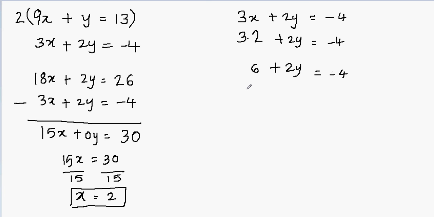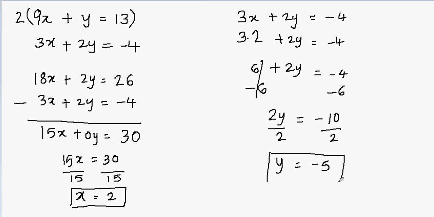Now I have to solve this for y. So let's eliminate 6 from here. Subtracting 6 on both sides, 6 minus 6 will be 0. On the left hand side I have 2y is equal to -4 minus 6, which is -10. Since I want y by itself, I can divide both sides of the equation by 2. 2 divided by 2 will be 1, and I can write 1y as just y. It's not necessary to write 1 in front of y. It is equal to -10 divided by 2, which is -5. So my final answer will be y equals -5 and x equals 2.